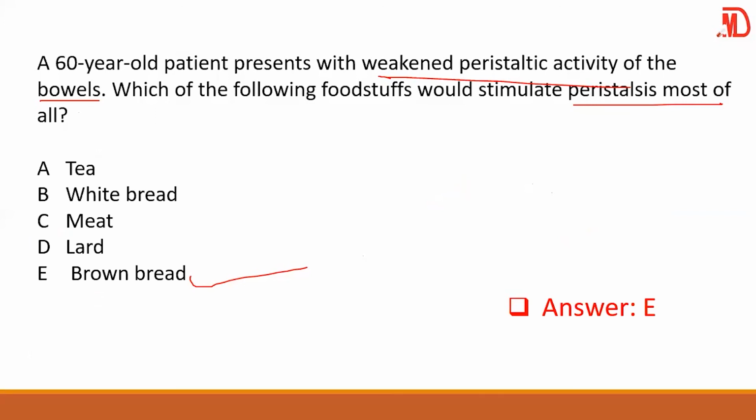So, there's a 60-year-old patient presenting with weakened peristaltic activity of the bowel. What foodstuff would stimulate peristalsis most of all? First of all, you must understand that when we talk about peristalsis, we mean the ability of the bowel to move or to allow substance to move. Usually, the ones that we need for the person to move are roughages. Do you understand me? They are what? Roughages. So roughages are what is needed for peristalsis, most of all.